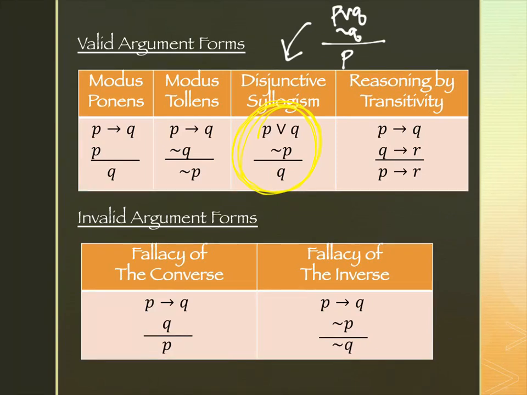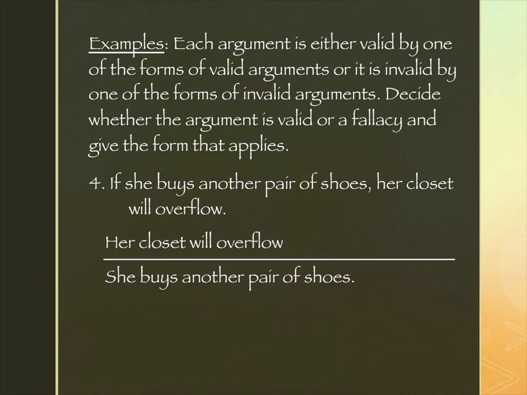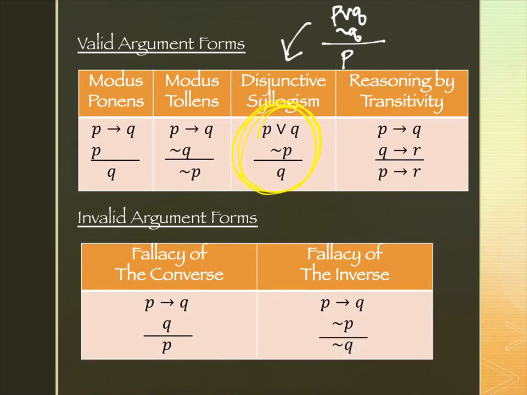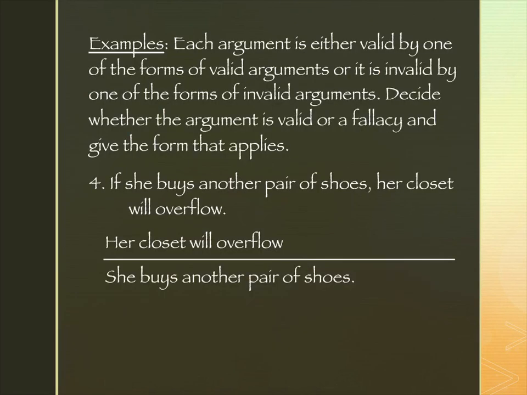For our last couple of examples, we're going to take the arguments that were given over here and put them into symbolic form. Then we're going to see if we can identify which one of the forms on the previous slide, the valid and invalid argument forms, it matches. That's our goal. It says, if she buys another pair of shoes, her closet will overflow. Her closet will overflow. Therefore, she buys another pair of shoes.